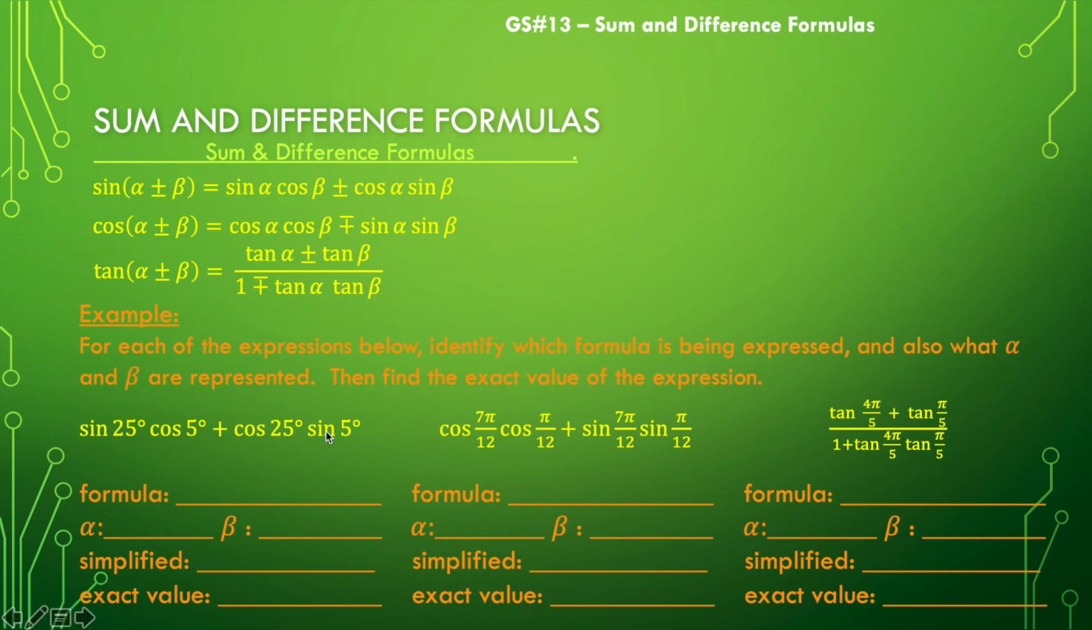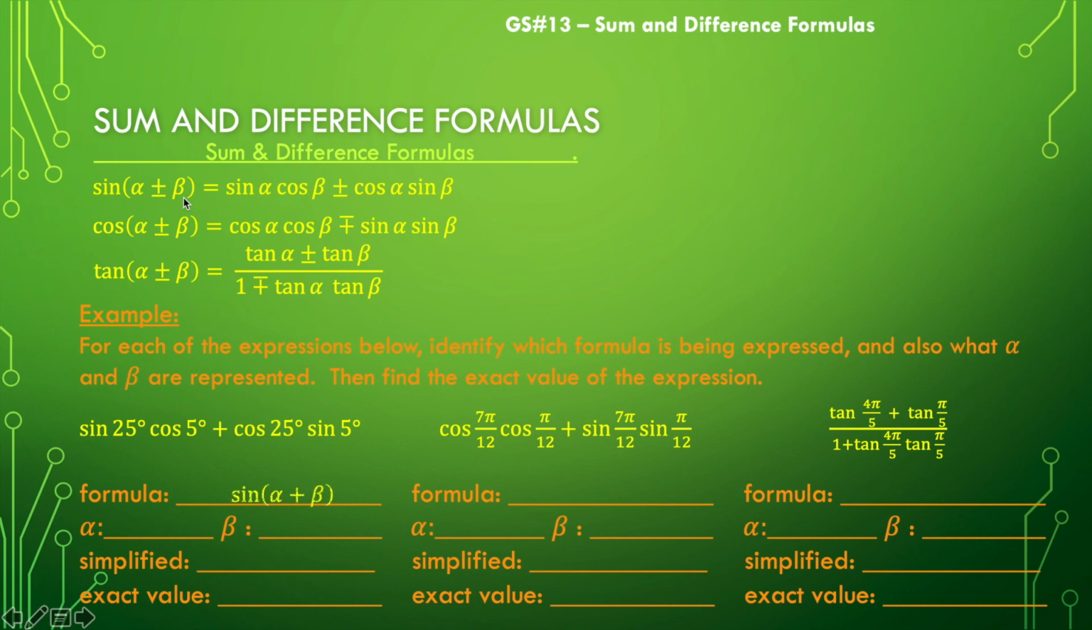When I'm looking at this first example, sine of 25 degrees times the cosine of 5 degrees plus the cosine of 25 degrees times the sine of 5 degrees, I'm looking for a sine cosine plus cosine sine. Okay, and so this is definitely not a tangent of a sum or difference or a cosine of a sum or difference. It's definitely going to be a sine of a sum. Okay, we know it's a sum because these signs match.